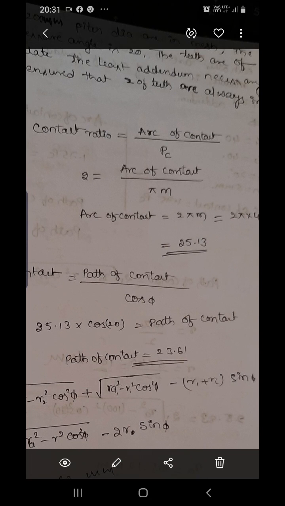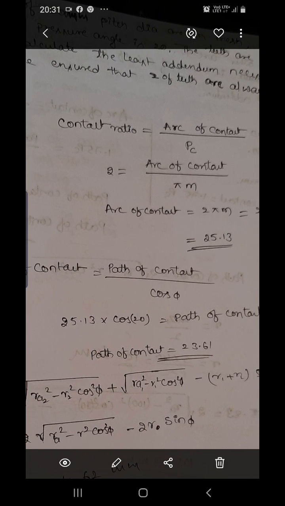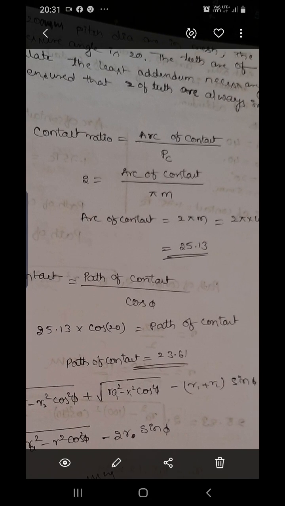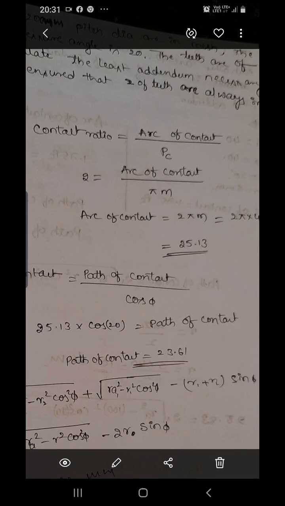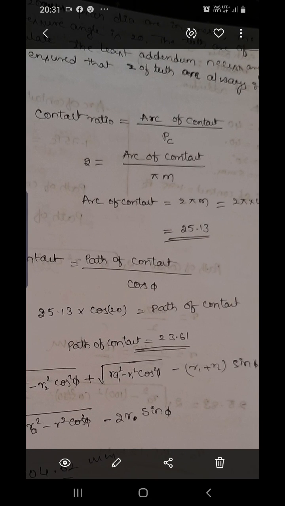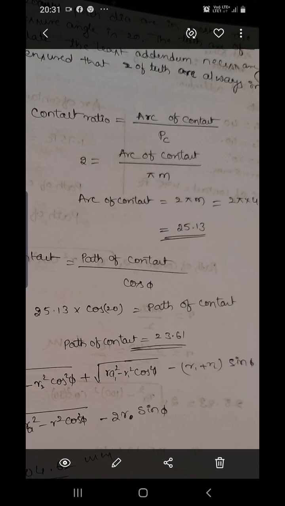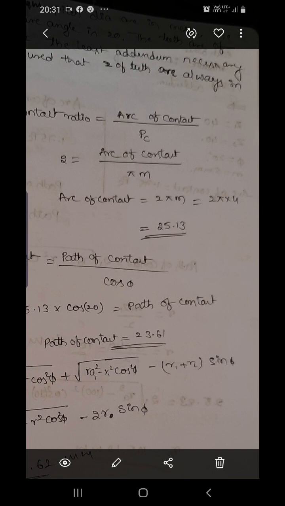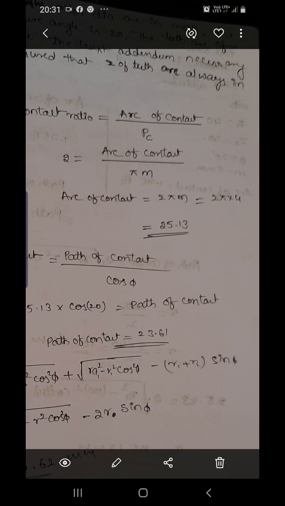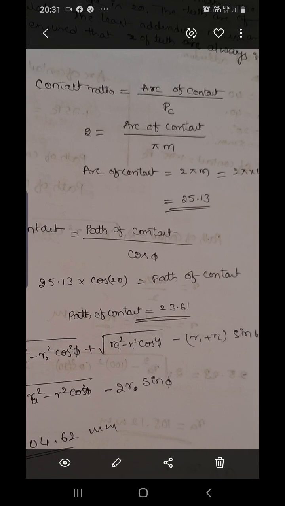So the contact ratio is 2, the arc of contact is unknown, and the denominator is PC, the circular pitch, which is pi m. Now keep the arc of contact on the left hand side. It becomes 2 into pi into m, where m stands for module. So 2 into pi into 4, with pi value 3.14. Multiplying these, we get 25.13. That is the arc of contact.